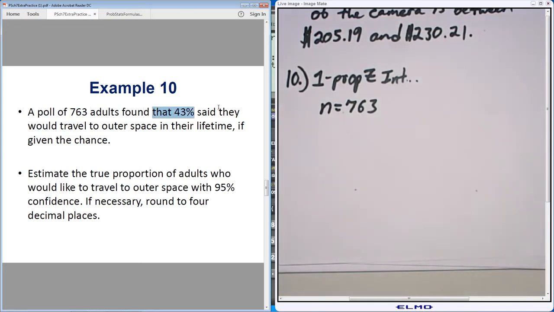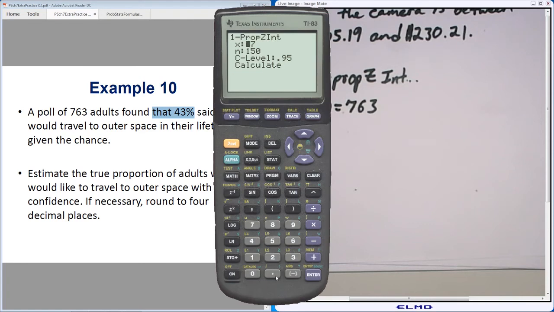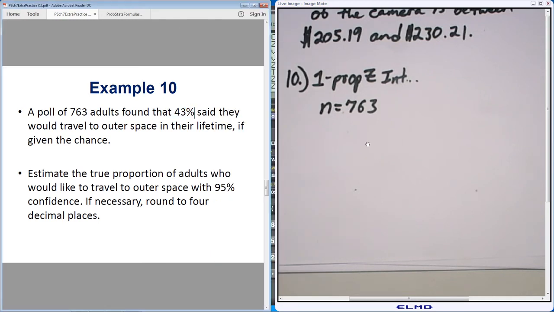Oh, well, that's not a number. If I try to put in a 0.43 and a 763, I'll get an issue with the calculator. The calculator won't understand that. You have to put in the actual number of occurrences. You can't put in a proportion or anything like that. Okay, so we got to fix it.